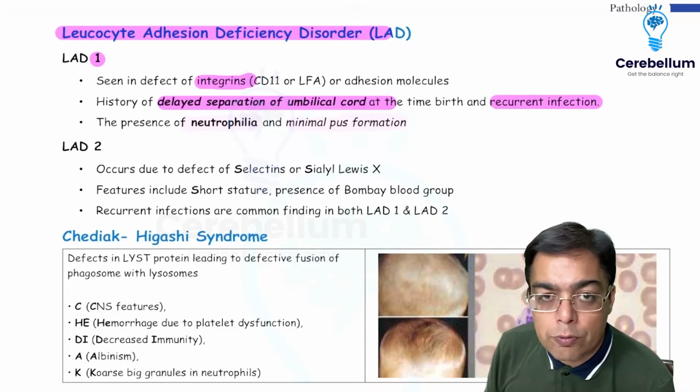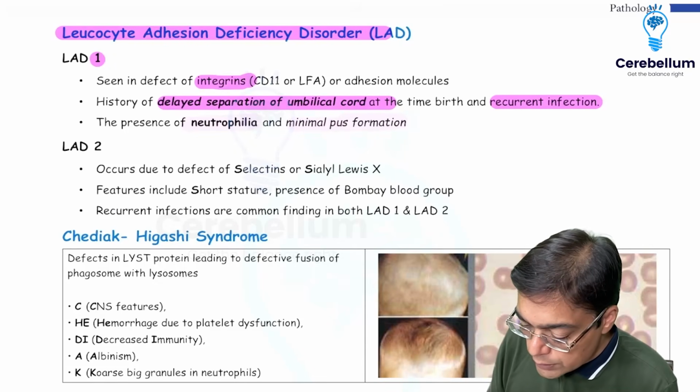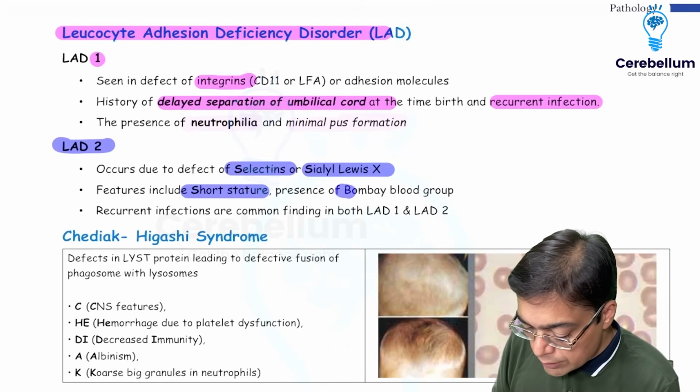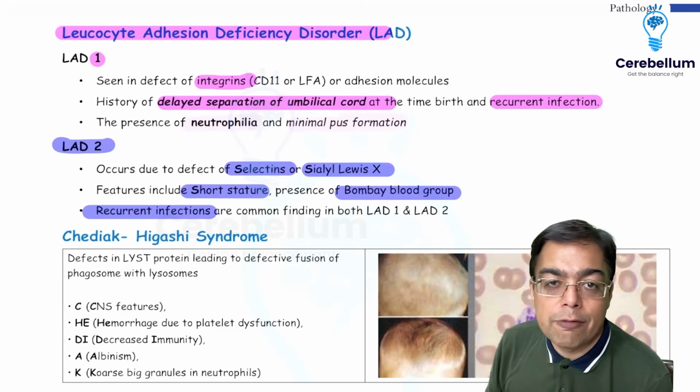That explains the neutrophilia. The moment we are thinking in terms of something like the presence of LAD second, that is going to be seen because of a selectin or Sialyl-Lewis issue. Patients are going to be having short stature, they would be having Bombay blood group, and of course there is going to be a common finding that is going to be recurrent infections.